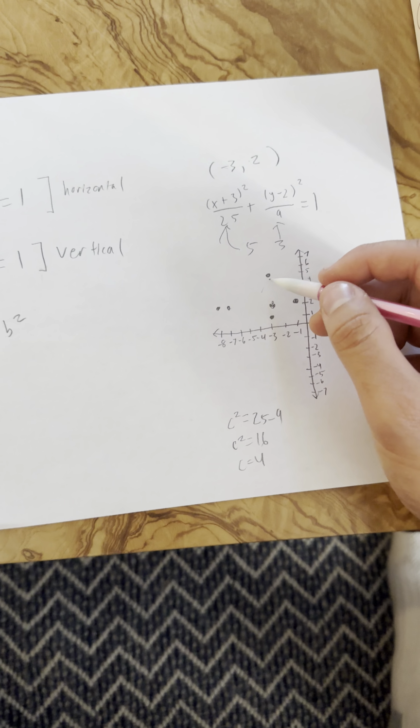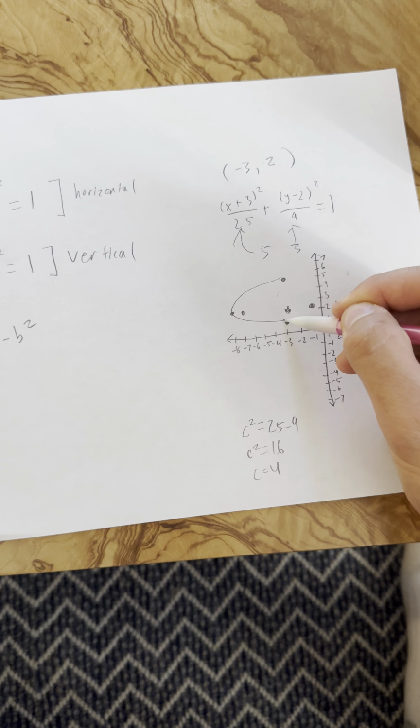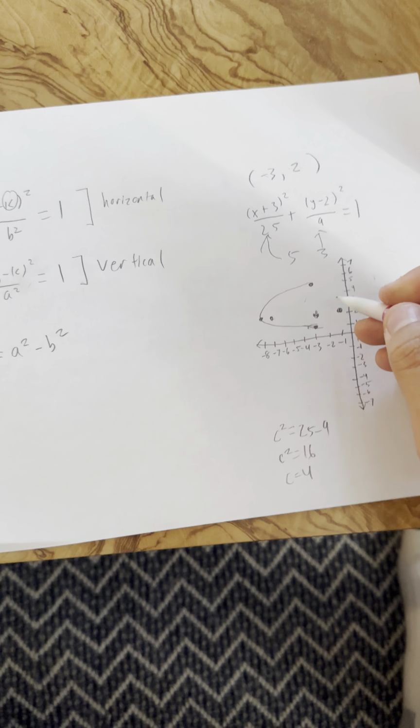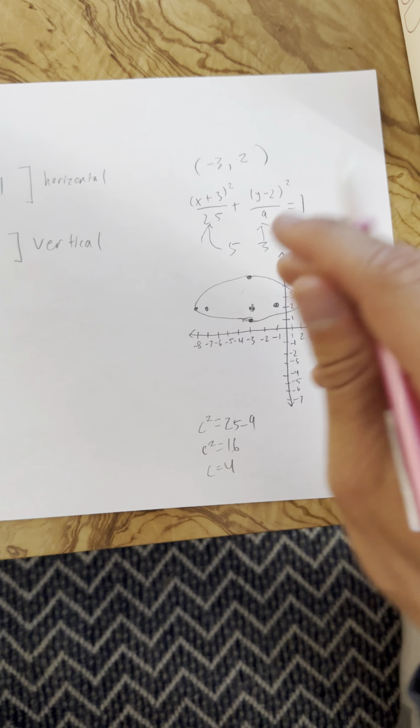From here, we can create the graph, which would be something like this. Make sure all the dots are connected here, excluding the foci, as they're not part of the graph.